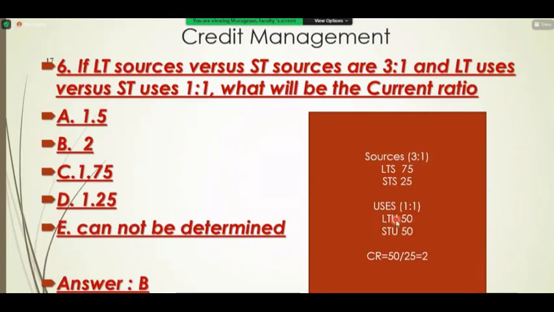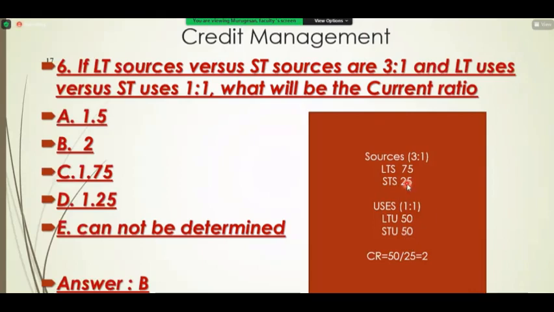3:1. Okay. Asset side you come. 1:1. Total you assume 100. So NCA is also 100, current assets also 100. Here LT is nothing but NCA, non-current asset. Name will change, but the concept will not change. Somewhere LTU, don't get worried, sir. What is LTU? NCA. Sir, what is STU? STU is CA. So that 1:1 means 50-50. Now can you find out the current ratio?